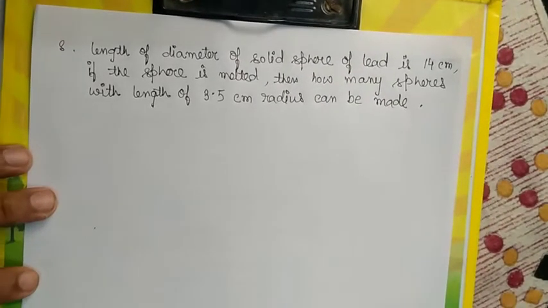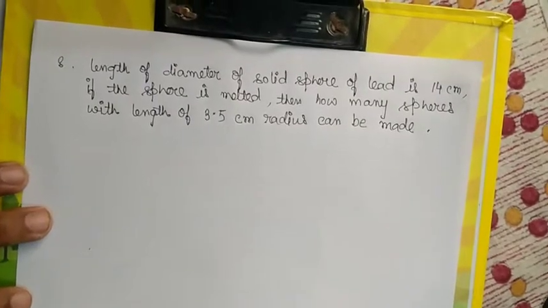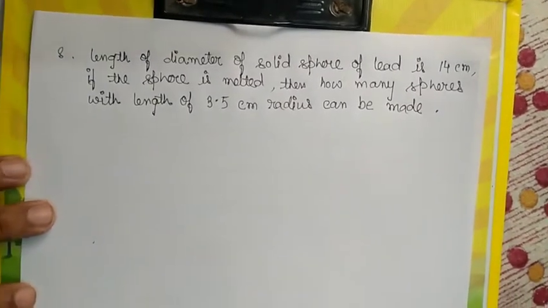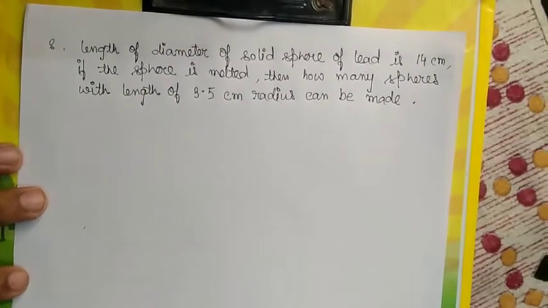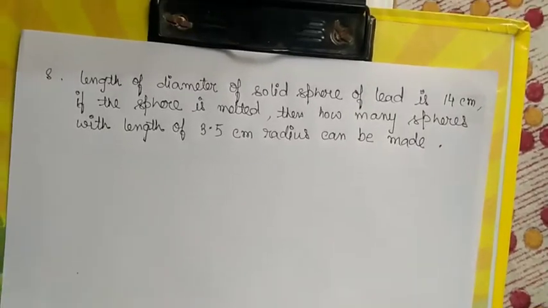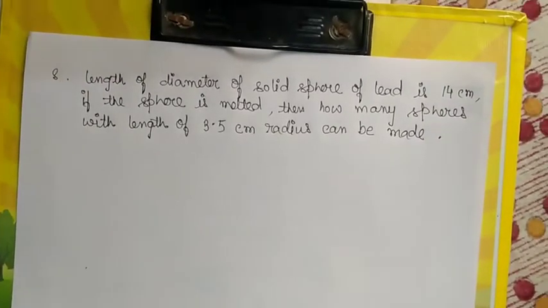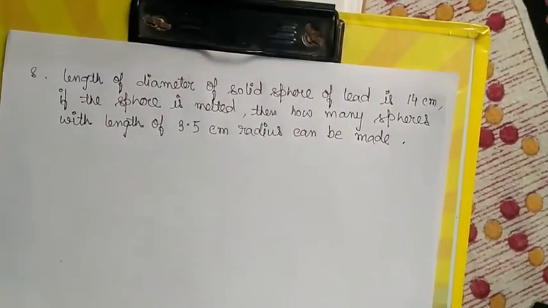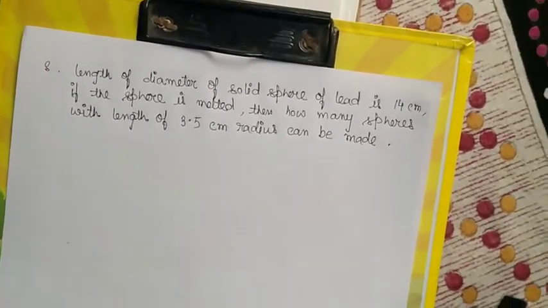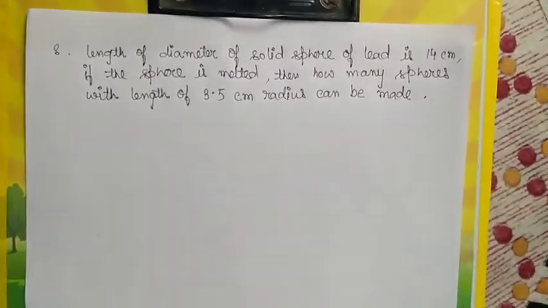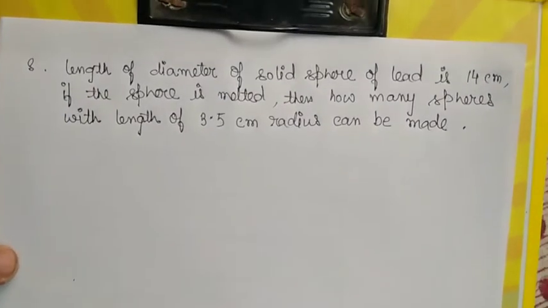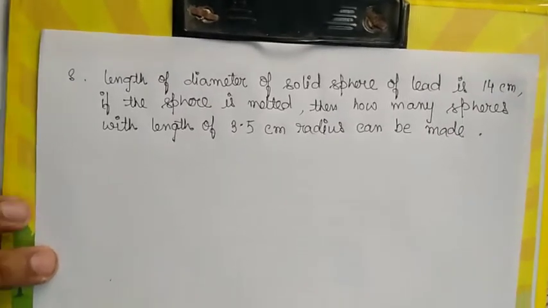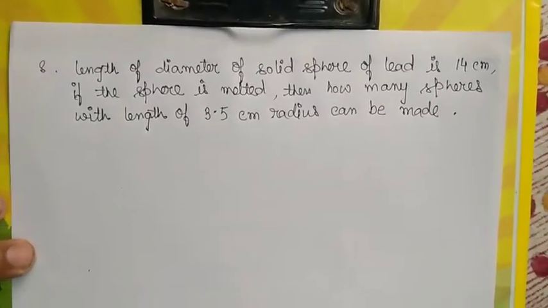This is sum number 8. The length of the diameter of a solid sphere of lead is 14 centimeter. If the sphere is melted, let us write by calculating how many spheres with 3.5 centimeter radius can be made. Now there is a greater sphere and there is a smaller sphere. The greater sphere is melted, and from the melted part small spheres are made. So we have to find the number of small spheres.